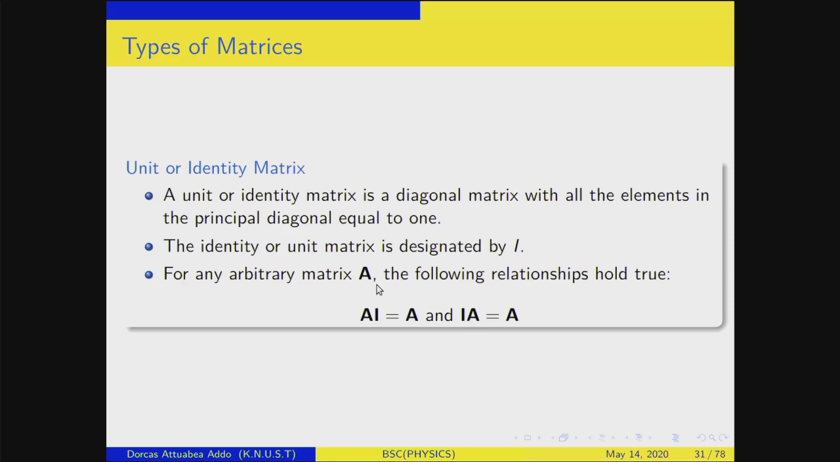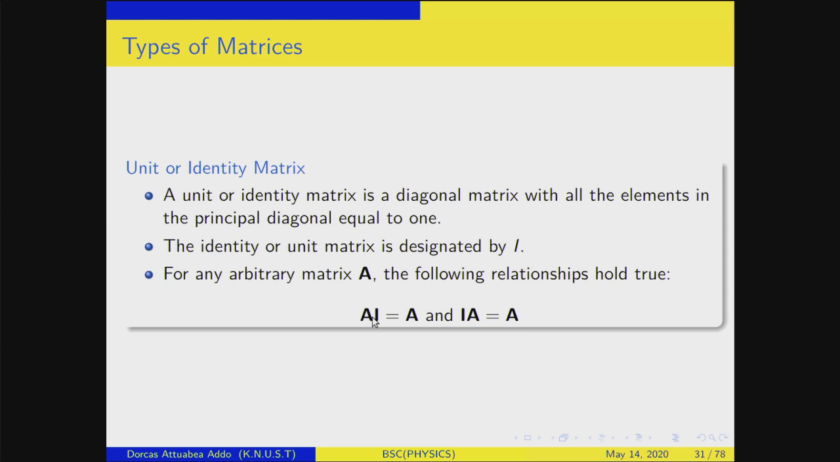We are saying for any other matrix A, the following relationship exists. If I multiply the matrix A by the identity, I still get my what? Matrix A. If I multiply the identity by the matrix, I still get my what? A. So this is the property we are talking about, the identity property.